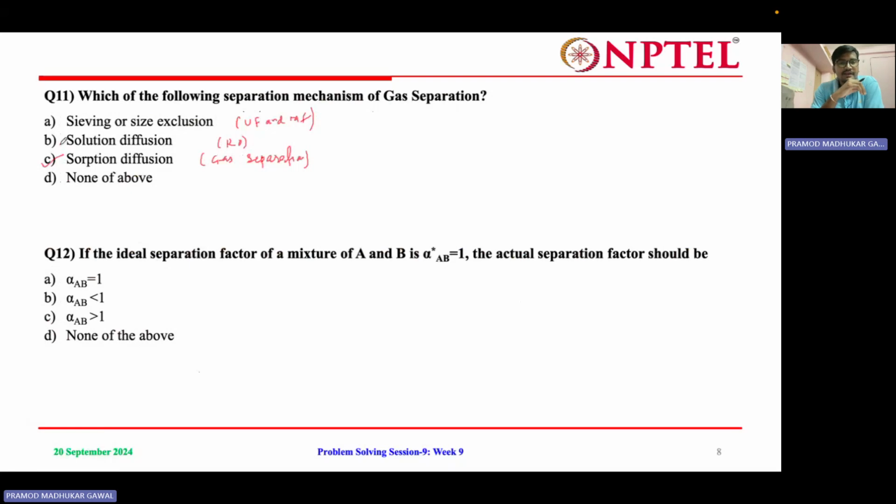Question number 12. If the ideal separation factor of mixture A and B, denoted by alpha AB, is equal to one, the actual separation factor should be, right?